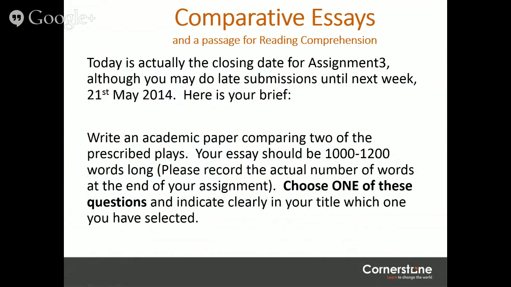This is the actual assignment, the wording of your assignment number 3. Write an academic paper comparing 2 of the prescribed plays. Your essay should be 1,000 to 1,200 words long, and please remember to record the actual number of words at the end. And you must choose one of these questions. You can't make any choice of any of the 2 plays and give yourself your own assignment. You have to choose one of these questions and indicate clearly in your title which one you have selected.